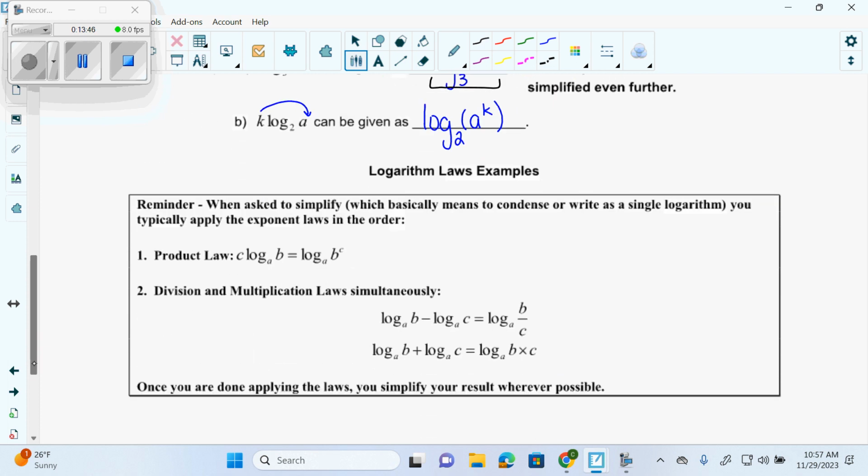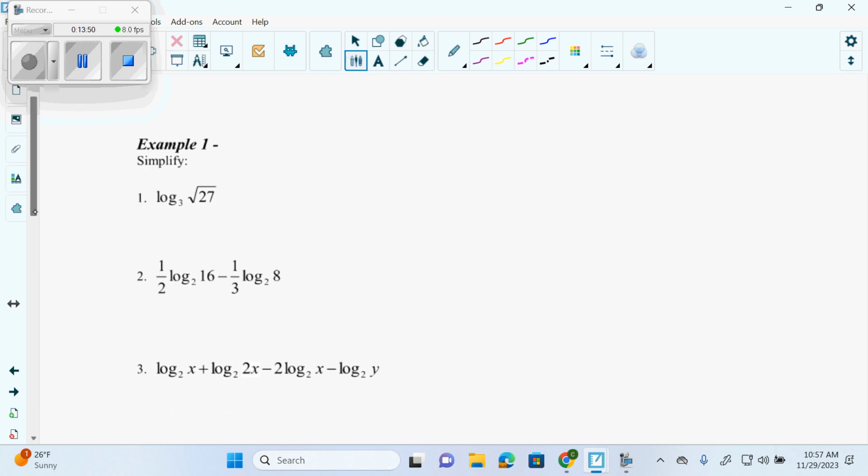So this just summarizes all the formulas again. We're going to flip over here. We're going to do some questions now.